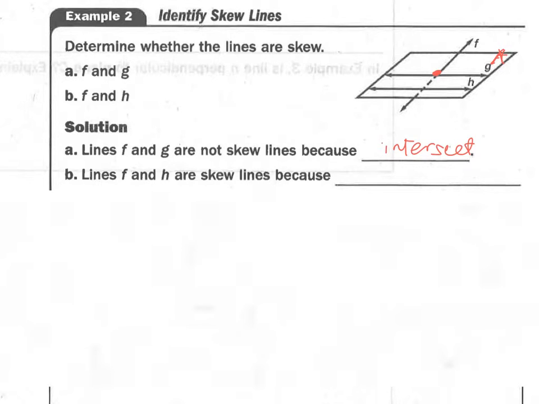Lines F and H. F is here, H is here. F and H are obviously not on the same plane because F is penetrating through plane A, but also F and H will never touch. So these two are skew lines.